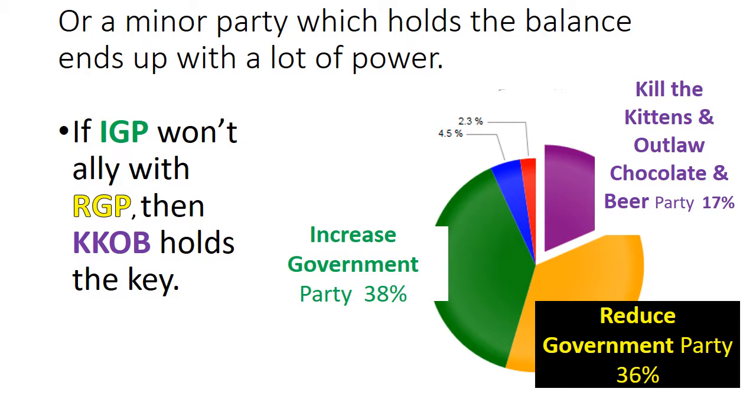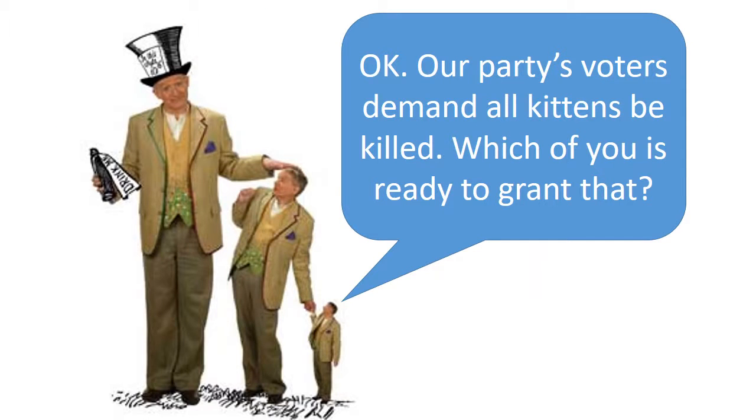Or a small party, a party that represents the views of just a small number of the voting population, ends up having the tipping point. If there are two large parties with about the same amount of support, but neither of which is up to 50%, then that small party in here, the kill the kittens party, is needed by either of those two major parties to be part of their governing coalition, and they're probably going to have a disproportionate amount of influence, disproportionate to their actual voting strength.